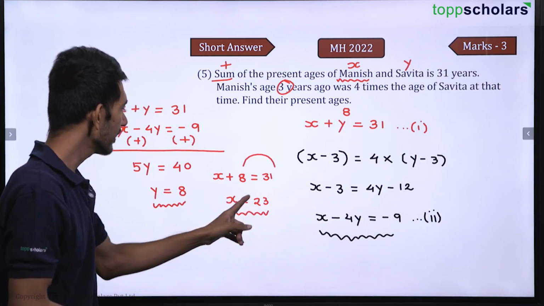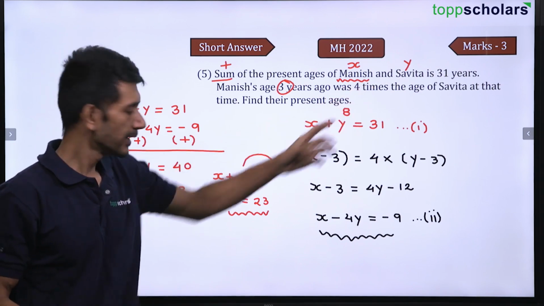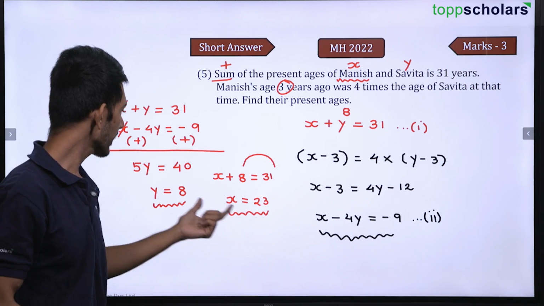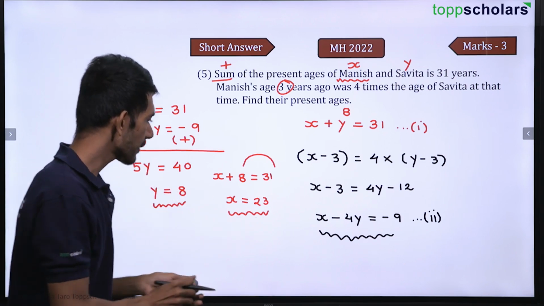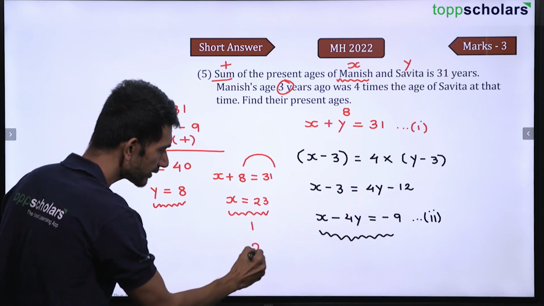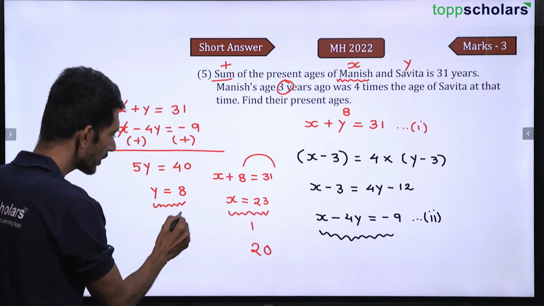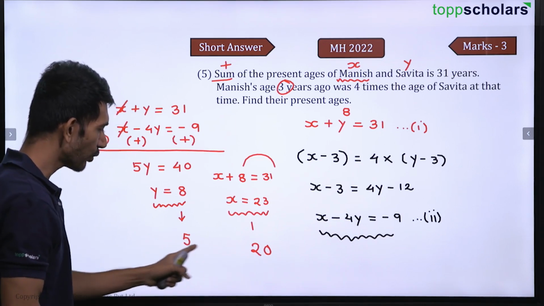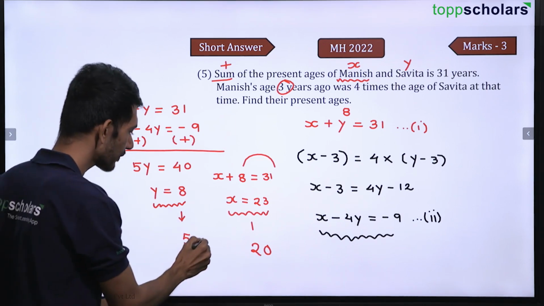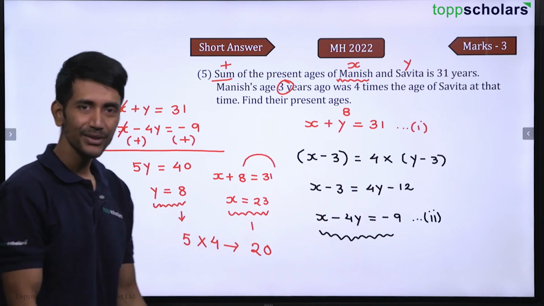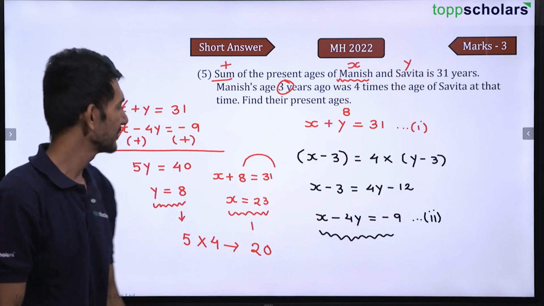So we can say that 23 plus 8 is 31, see. And anyways, we can say Manish's age is 23 and Savita's age is 8. So you can check the second condition. 3 years ago Manish's age was 20. 3 years ago Savita's age was 5. Is 20 four times 5? Yes, because 5 into 4 gives us 20. So yes, our answer is correct.